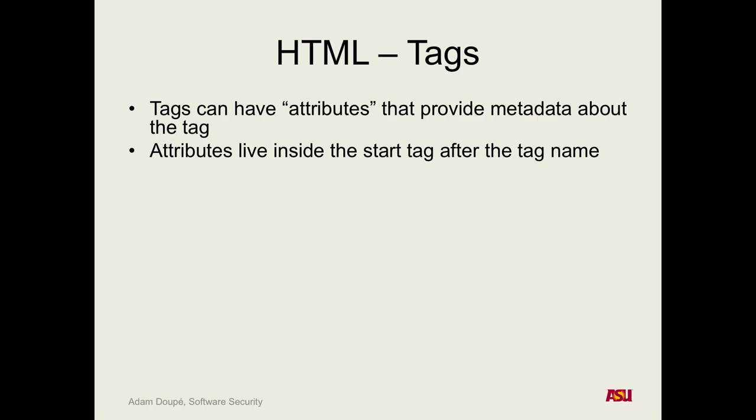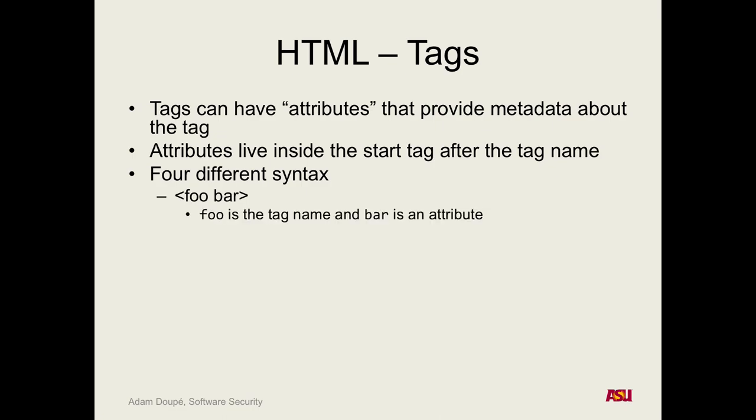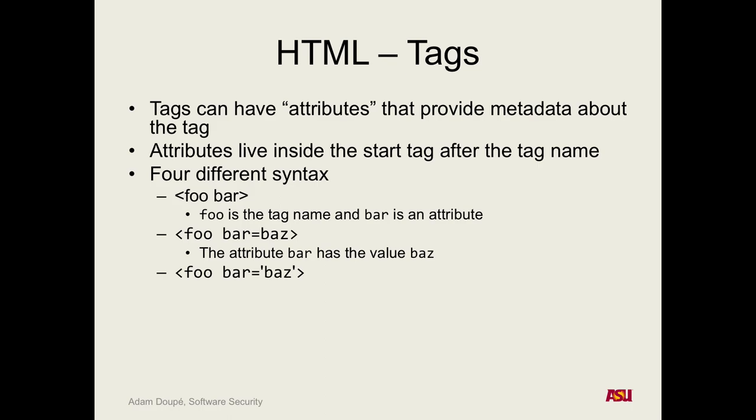Also super confusing, there are four different types of syntax here. This defines an element, a start tag named foo, with the attribute bar. So foo is the tag name, bar is some attribute. The other way is you can specify values for attribute names. So this would specify a tag named foo with the attribute bar, which has the value baz. You can also put the value in double quotes. Exact same thing. Single quotes. Oh, fine. So you can put it in double quotes too.